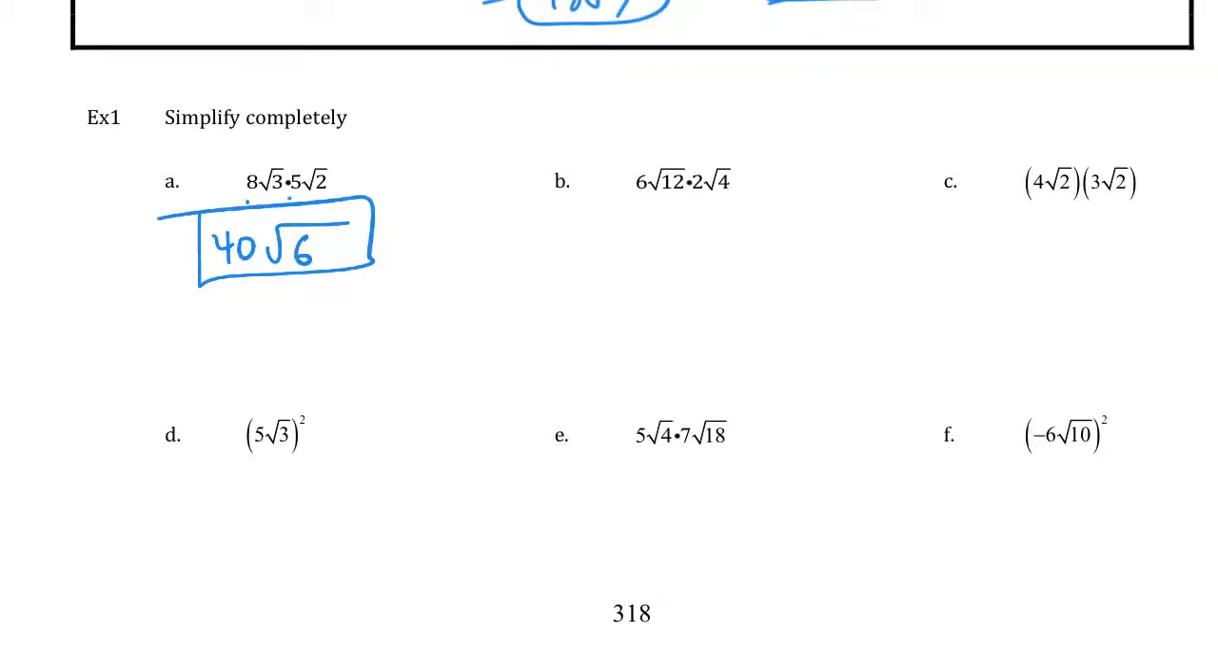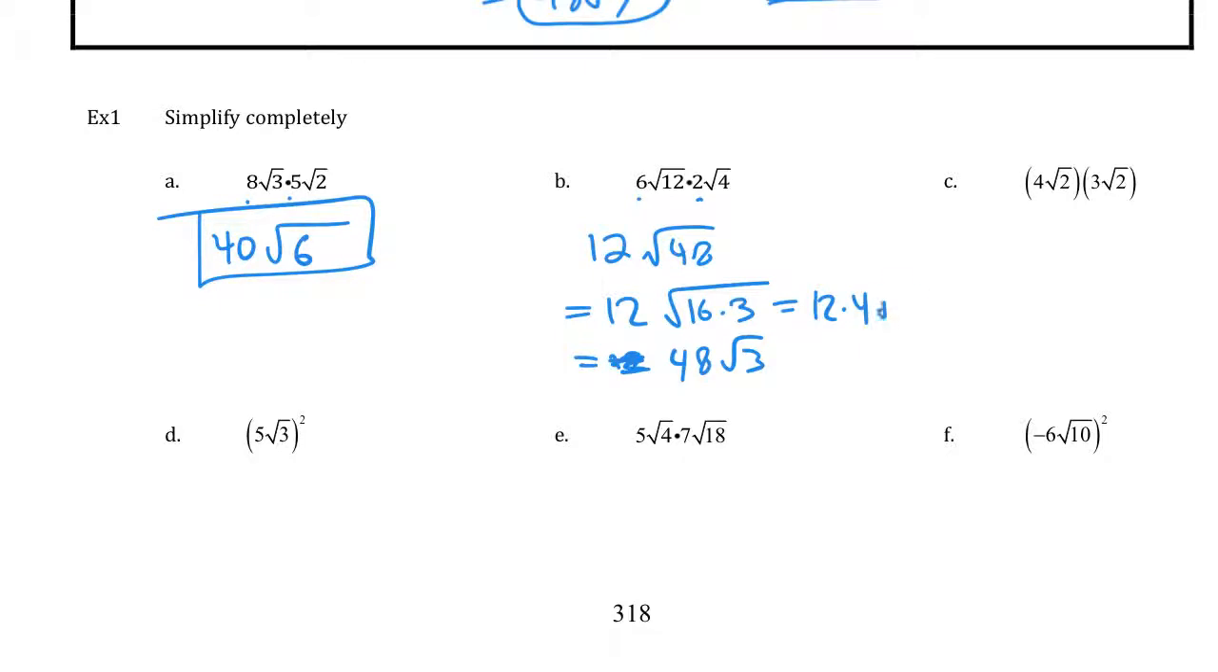Alright, in B, I have 6 times 2 is 12 for the outsides. The inside is 12 times 4 is 48. So 12 rad 48. And then 48 does break down. See if you can think of it. It's 16 times 3. So we're going to go with 48 root 3, because this was 12 times 4 root 3.